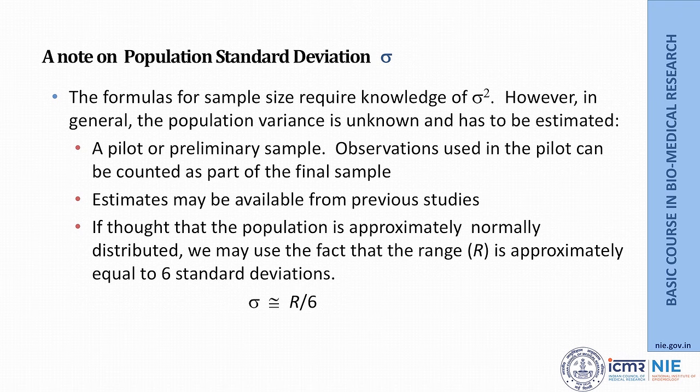And suppose you have a large data available and you have the range of the data, assuming that it's normally distributed, you can get an approximate value of sigma as the range divided by 6. So, these are all ways of getting the value of sigma in your formula.